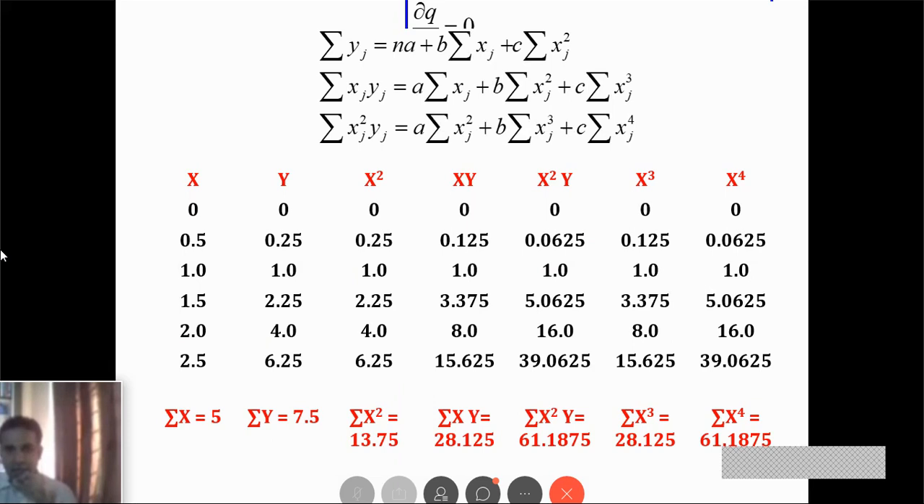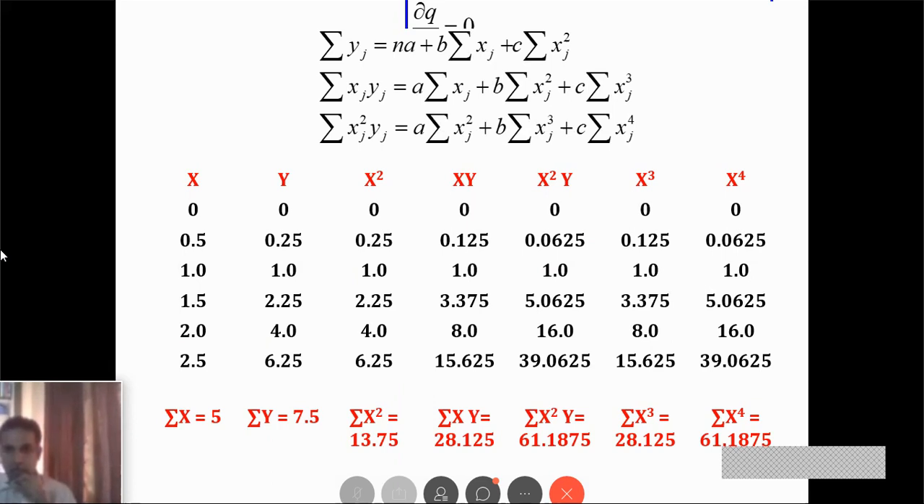What next? You need these terms again. You already have x squared; x cubed you require, xj cubed, in the same manner. x is already available. You compute the cube value, sum this up, and you get sigma x cubed as 28.125. Now x squared y is xj squared y. x squared already exists. With y, when we multiply, we get the value of x squared y. So for these x and y terms, you get x squared y as this term. And in that manner, you calculate with 2.5 as x and 6.25 as y. So x squared y will be 29.0625.